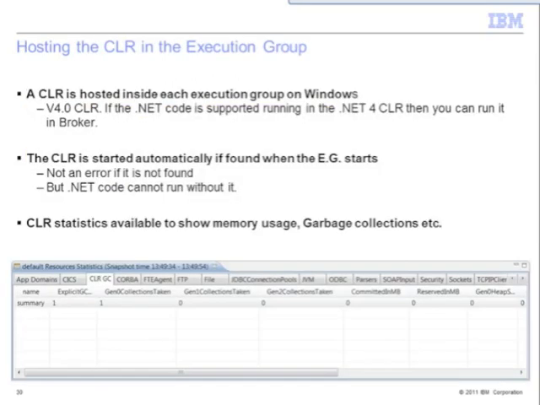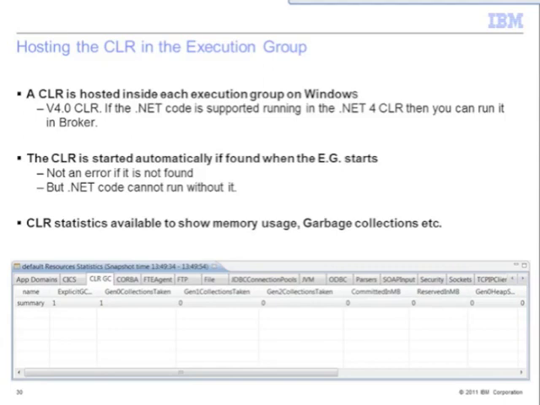So briefly, back to hosting the CLR inside the execution group. As I said earlier, we host that CLR in the execution group. Essentially the only restriction is that because it's a version 4 CLR, your .NET code must run inside a version 4 CLR. Now that doesn't mean it has to be recompiled for .NET 4. You can certainly run .NET 2 assemblies inside the .NET 4 CLR without any problem. As long as it will run in the .NET 4 environment, it can be hosted by Message Broker.